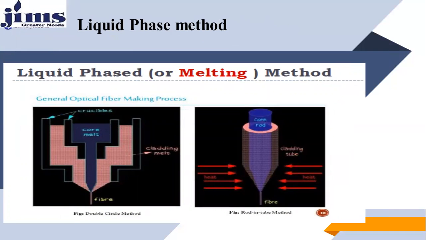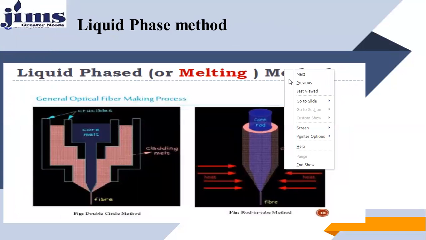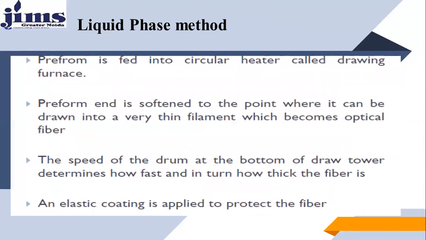These are the pictures of this particular method, which is called the liquid phase method. In the liquid phase method, try to understand that the preform, a rod of molten glass, is fed into a circular heater called a drawing furnace. Second, the preform end is softened to the point where it can be drawn into a very thin filament, which is the fiber.